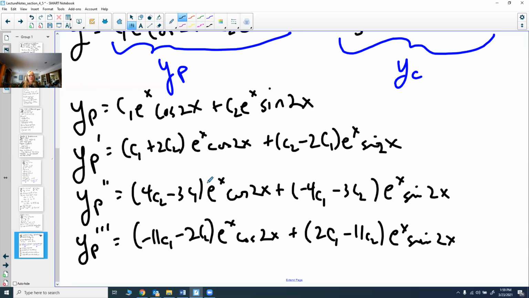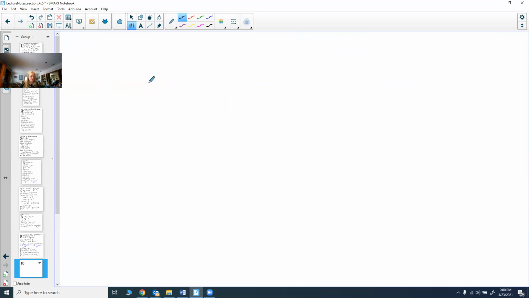All right, so we just found all those nice little derivatives. Now we're just going to plug those in and find out what we get. So as a reminder, our differential equation is y triple prime plus 4y prime is equal to e to the x cosine of 2x.